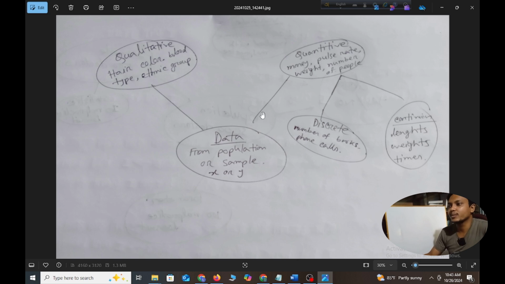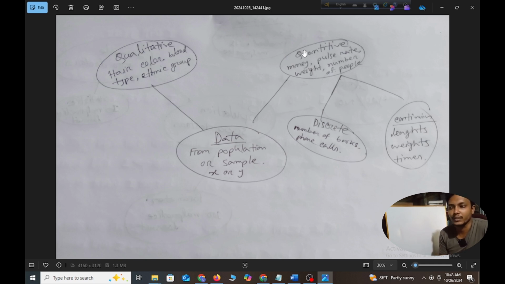And we have another type of data called quantitative data. Quantitative data are really useful because they deal with numbers, like money, pulse rate, weight, and number of people. These kinds of data are useful for statistics. These quantitative data are of two types: discrete and continuous.